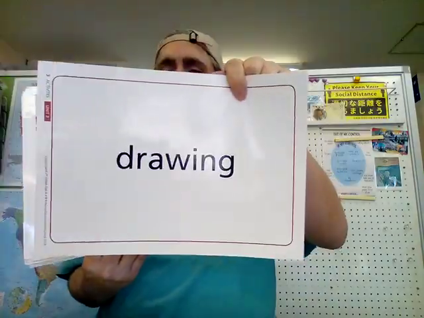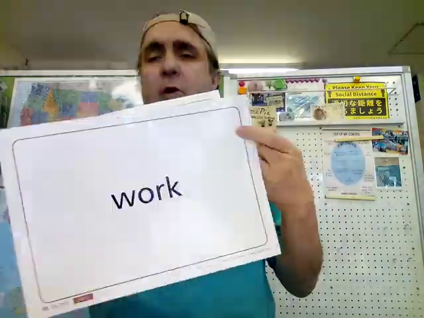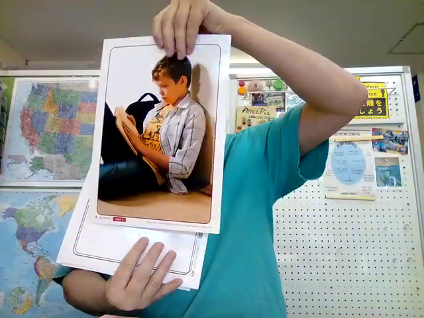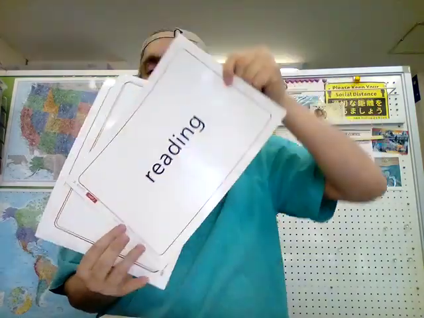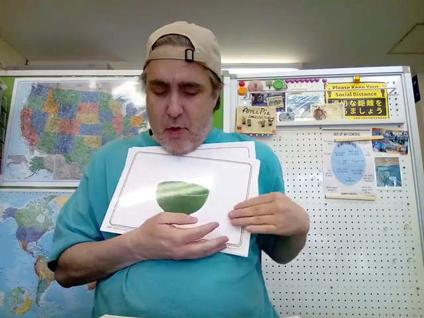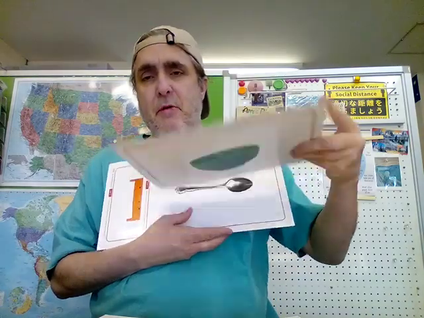Drawing. Can you do the drawing gesture? And then, of course, here, working. Imagine doing your homework, working. And, of course, talking. Can you do the gesture for talking? And here, reading. Can you do the gesture for reading? And then bowl. Do you remember? Bowl is like this bowl. Like cup, bowl. Sorry, bowl.